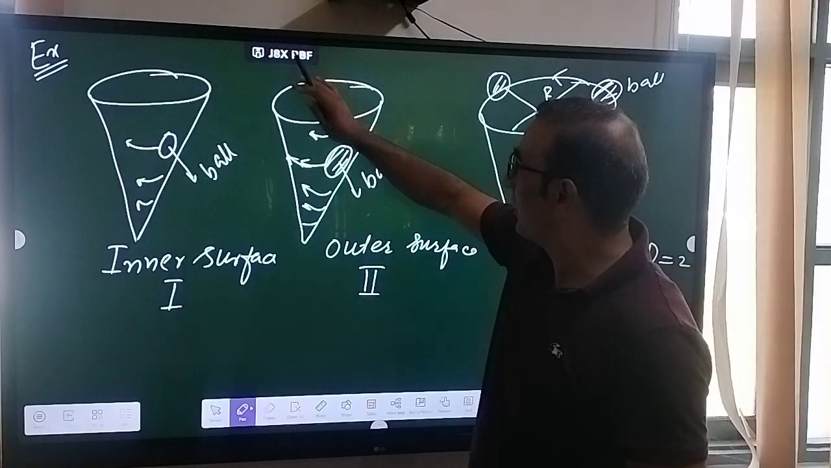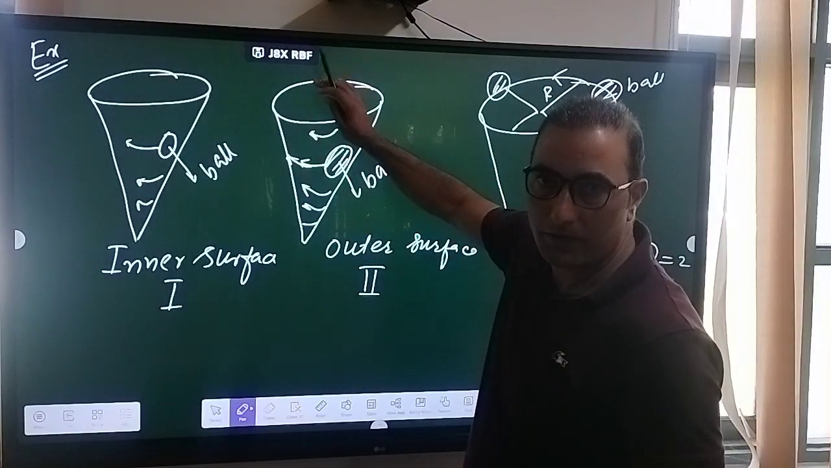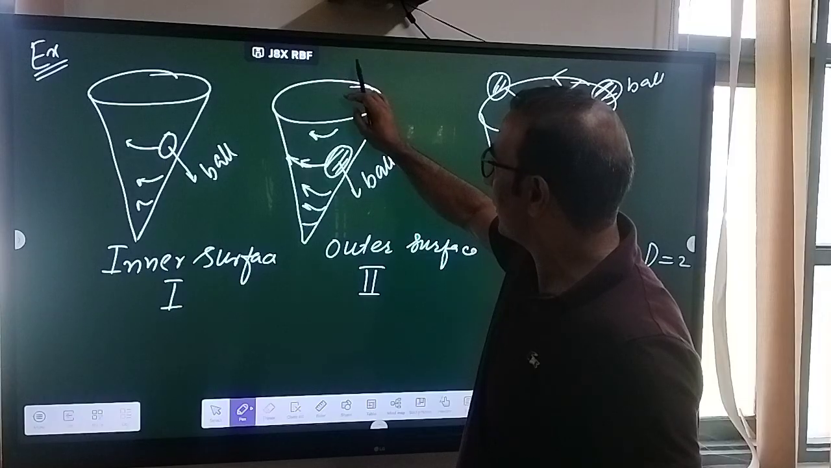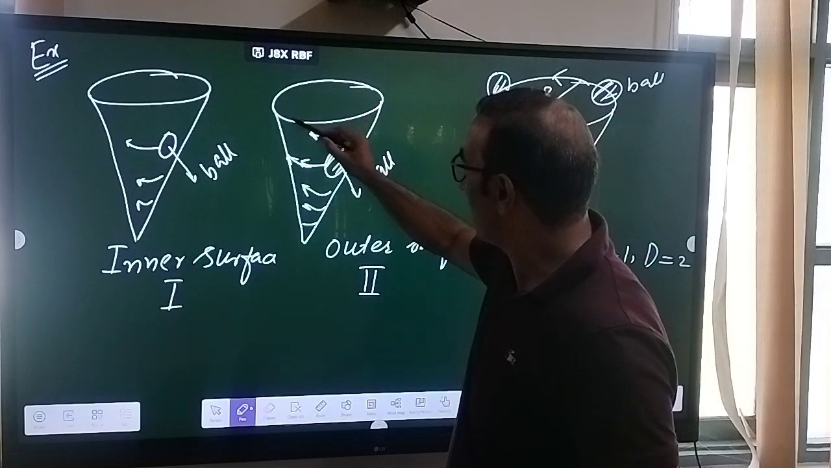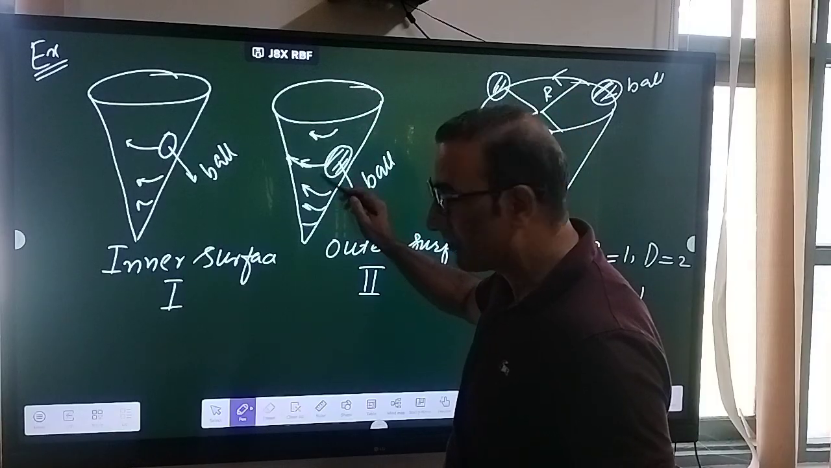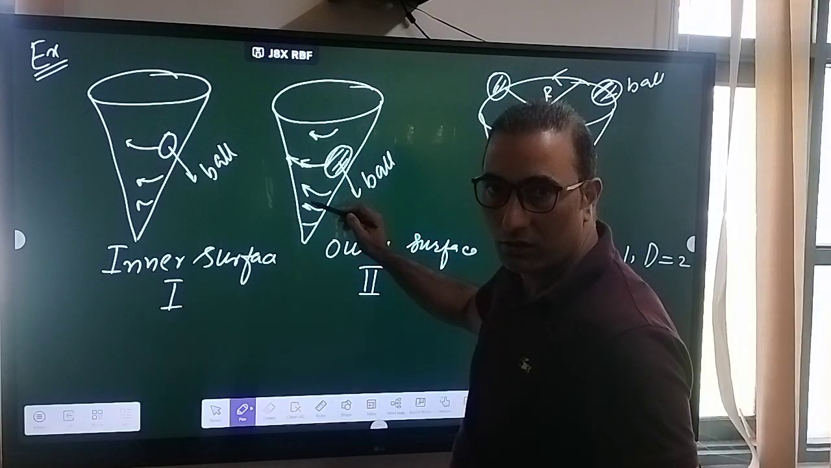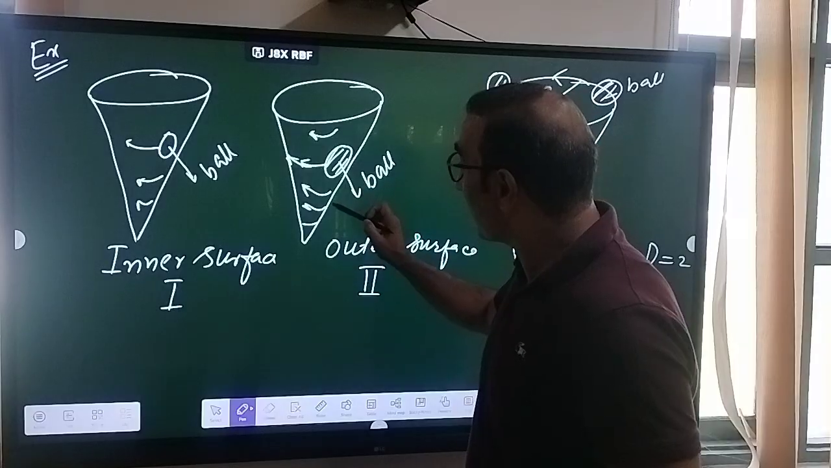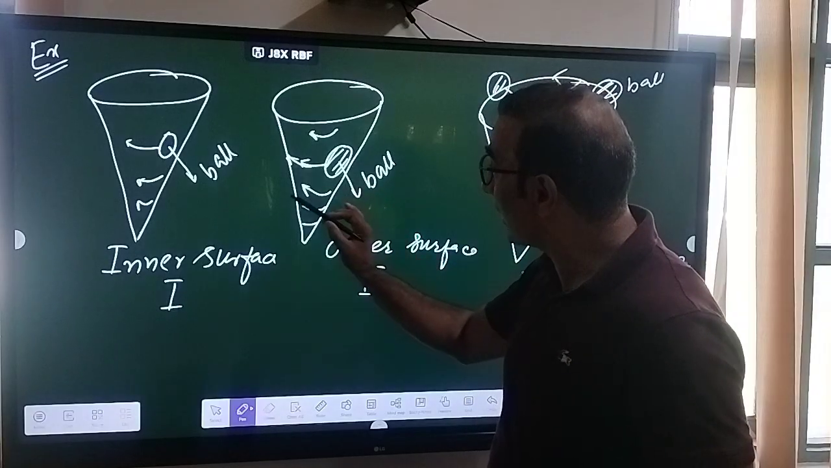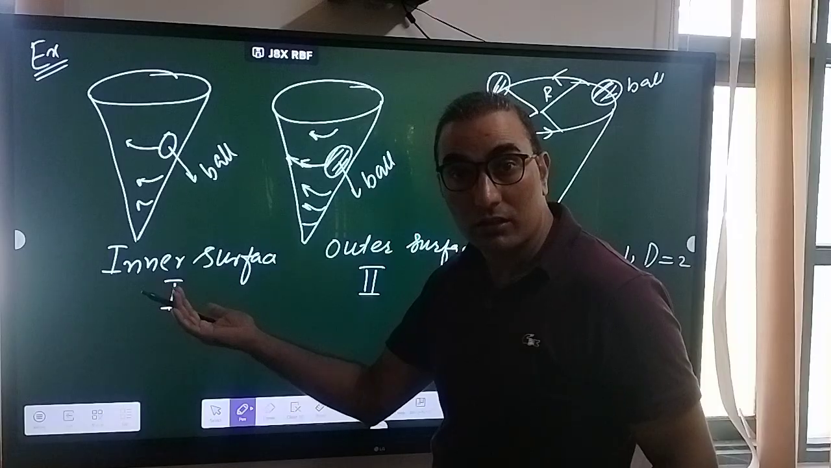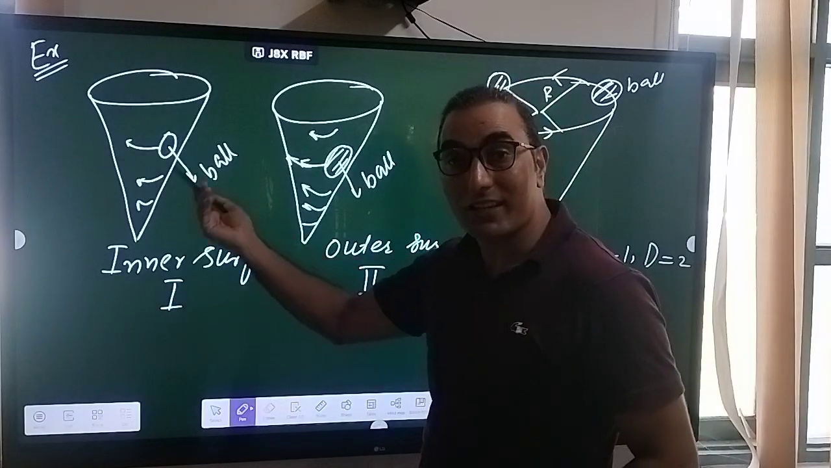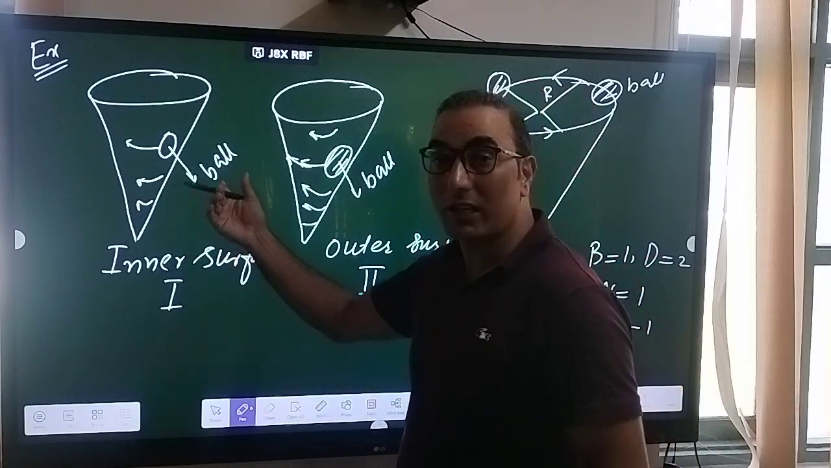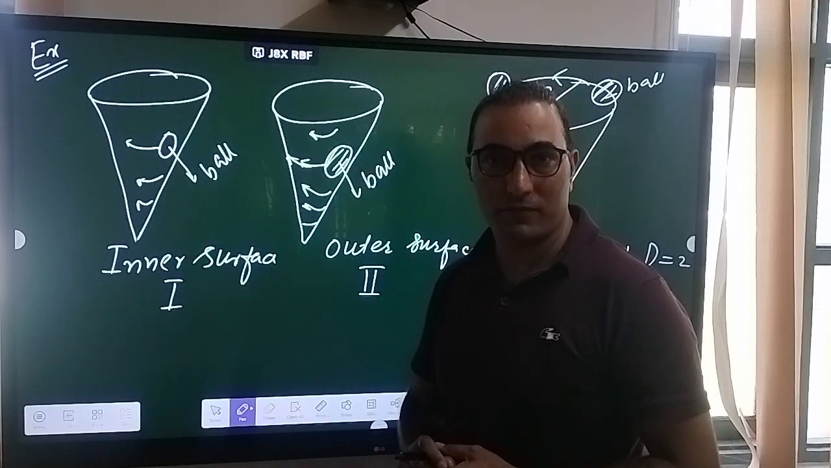Now I am not moving the ball on the surface of that upper surface or at this position. Now I am moving it on the surface here, right? So that means I am saying that the ball is moving on the surface of the cone, or on the outer surface of the cone, or on the inner surface of the cone.